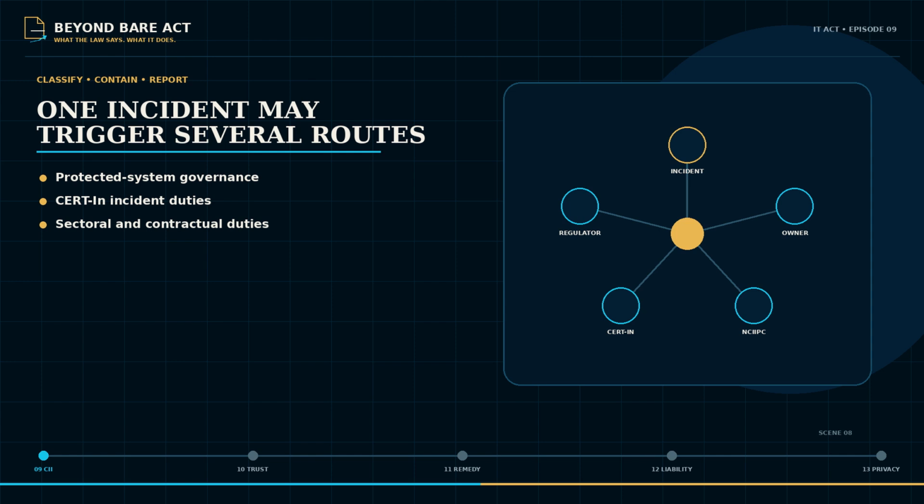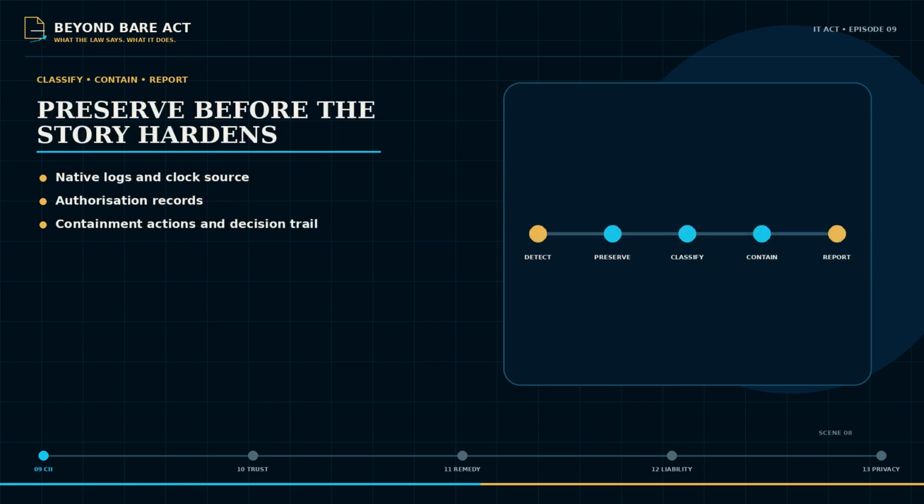Next, classify along parallel tracks. What happened technically? Which resource was targeted? Is that resource within a protected system notification? Was access secured or merely attempted? Was the actor authorised and for what purpose? Does the incident fall within a current CERT-In reporting category or direction? Are there NCIIPC, sectoral, contractual or customer routes? A reporting matrix should assign an owner, deadline, channel and minimum information for each obligation. It should also prevent contradictory accounts from being sent by different teams.